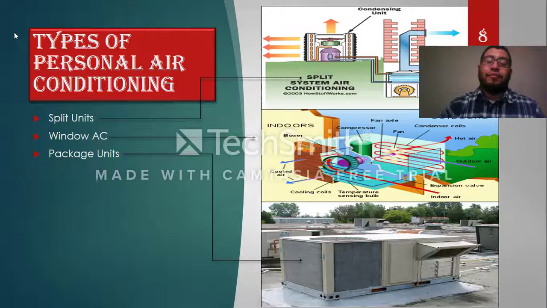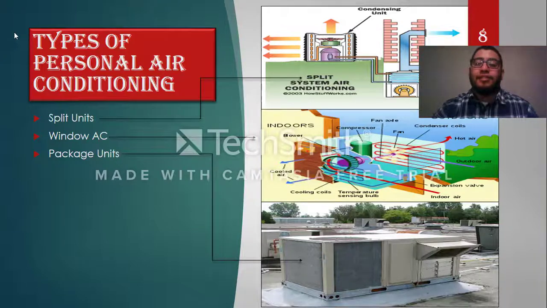Now, these are the types of personal home air conditioning. You have your split units. Your split units are what we use: no duct and 2 coils, a blower, and a filter. It's a pretty basic setup.